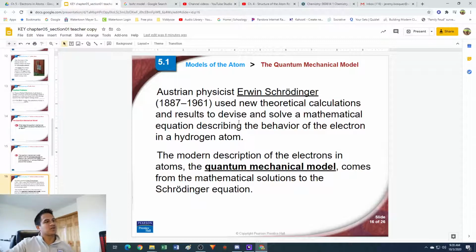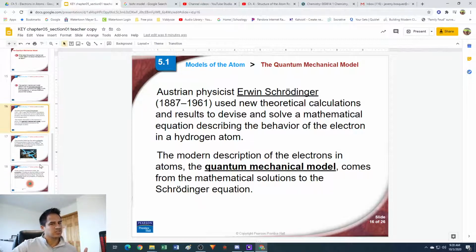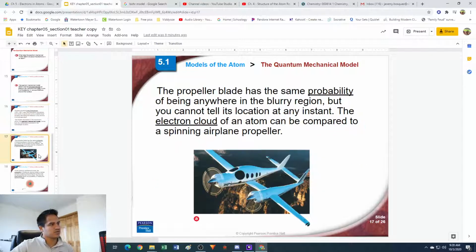So this model was proposed by Erwin Schrödinger, again, an Austrian physicist. It's basically based on mathematical equations. So it's kind of hard to draw this model out on paper because it's really funky and it gets really messy. But he called it the quantum mechanical model. And again, we're going to talk about what exactly it looks like and how it works.